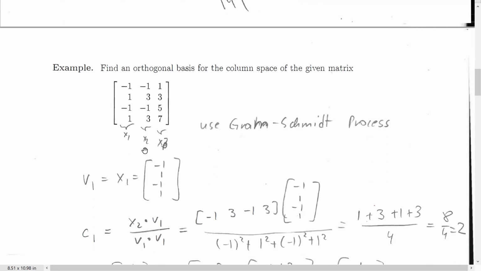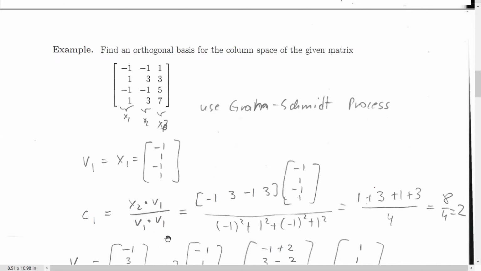Then we find the orthogonal projection of vector V2 onto V1. So V2 dot product V1 over V1 dot V1. So we put the second vector x2 transpose times the vector x1, or v1, is right here, and for v1, we pretty much square each coordinate, right? Minus 1 squared, 1 squared, minus 1 squared, and 1 squared. So that's what we have right here.